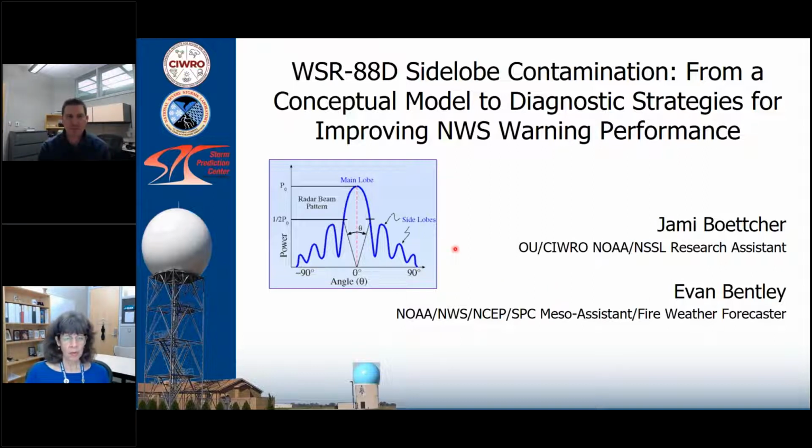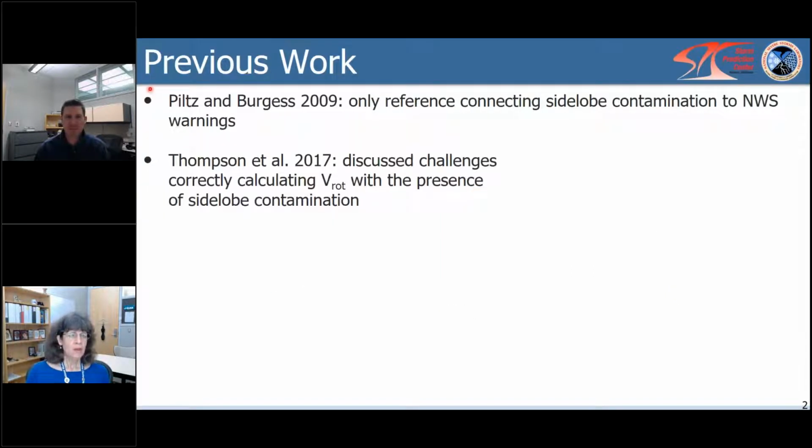Before I go any further, though, I need to give everyone a reminder about the basic structure of a radar beam. We have a main lobe, and this is just a cartoon. This is not for any particular radar, but there's always a main lobe, and then there are multiple side lobes. So I'll be going into more detail about these two components, but I wanted to give you a heads up about the main lobe and side lobe parts of a radar. So, Evan, this is you.